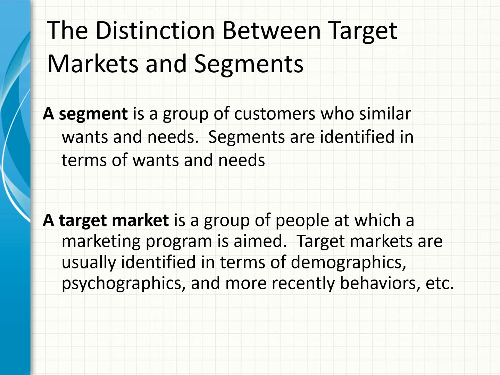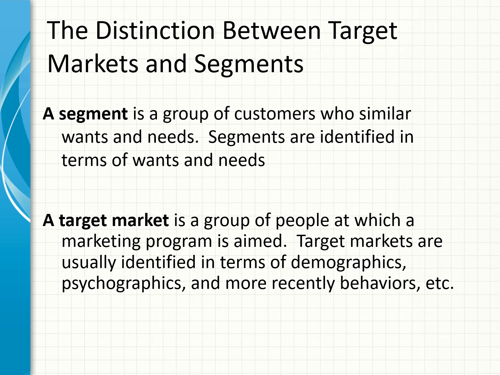A segment is a group of customers who have similar wants and needs, and these segments are identified in terms of wants and needs. All right, so a group of customers with similar wants and needs is a segment. A target market is a group of people at which a marketing program is aimed. All right, and so hence the name target market. Target for target, market for market, target market.